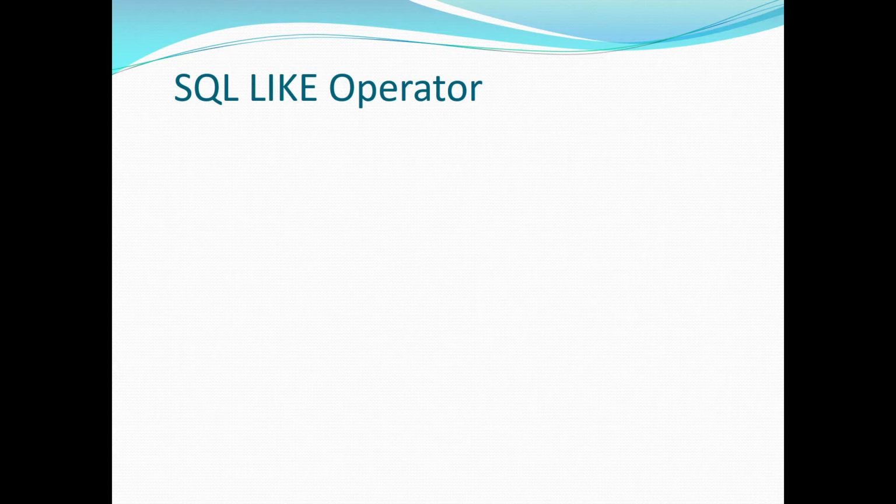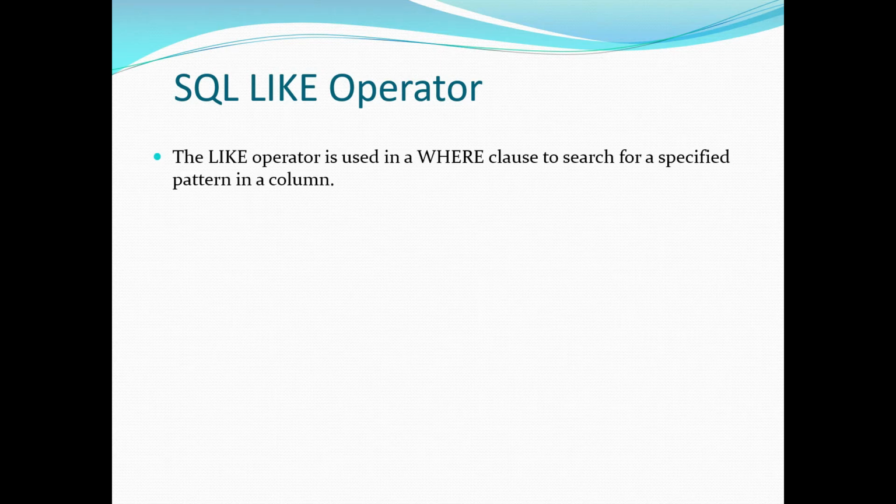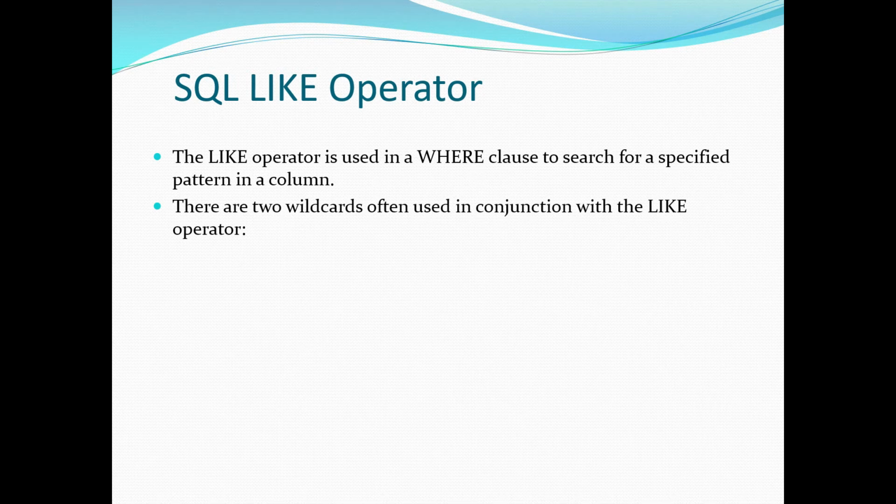SQL like operator. The like operator is used in a where clause to search for a specified pattern in a column. There are two wildcards often used in conjunction with the like operator. If we talk about its query, select column name from the table name as you saw earlier, and inside the where condition I want the column, like keyword, and a pattern. For example, if a column contains A and S or something like that, I will show you practically.